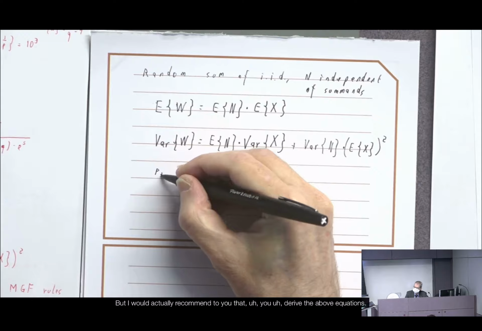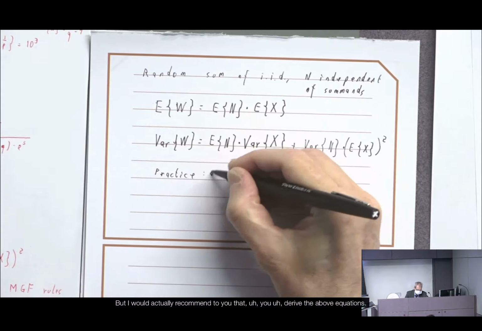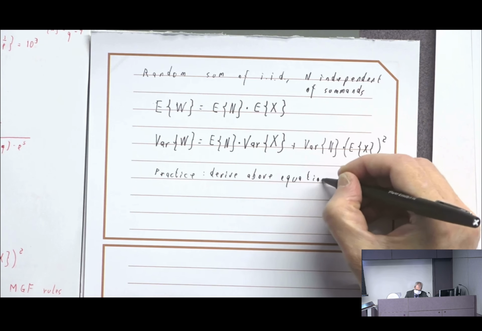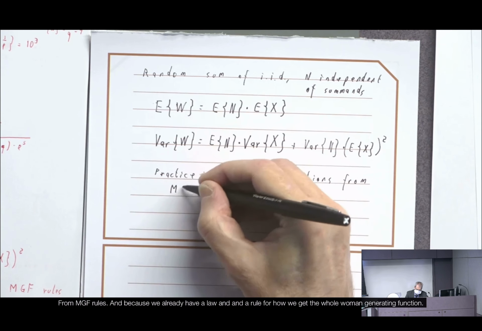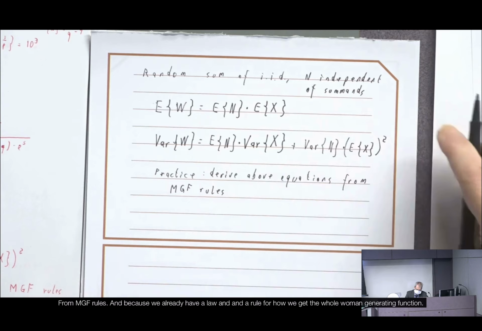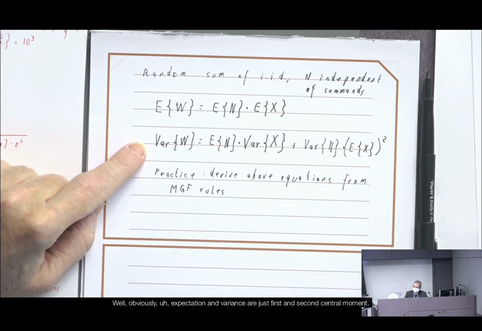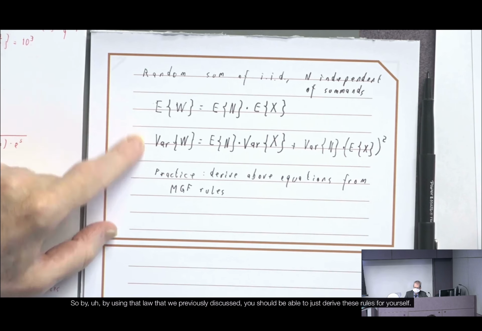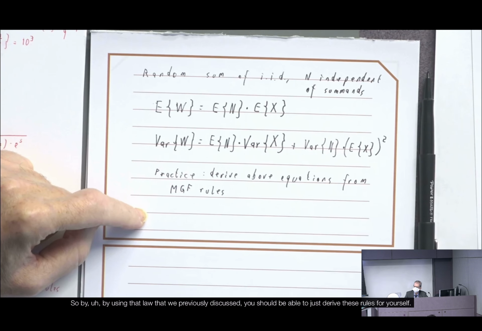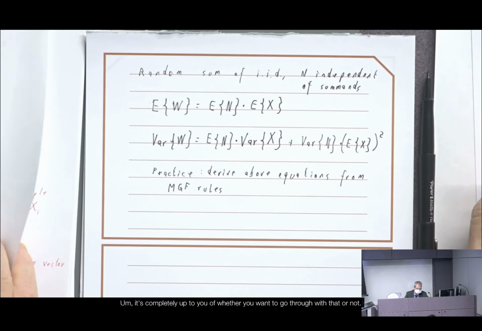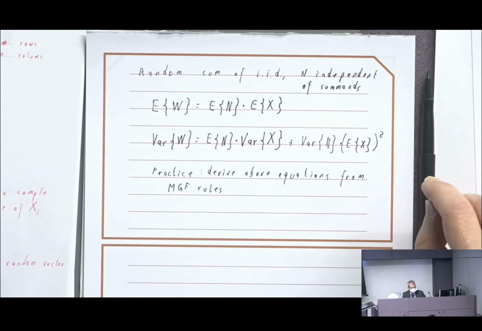But I would actually recommend that you derive the above equations from MGF rules, because we already have a law and a rule for how we get the whole moment generating function. Well, obviously, expectation and variance are just the first and second central moments. So by using that law that we previously discussed, you should be able to just derive these rules for yourself. And as I said, it's a good practice for you. You know what the end result should be. It's completely up to you whether you want to go through with that or not.